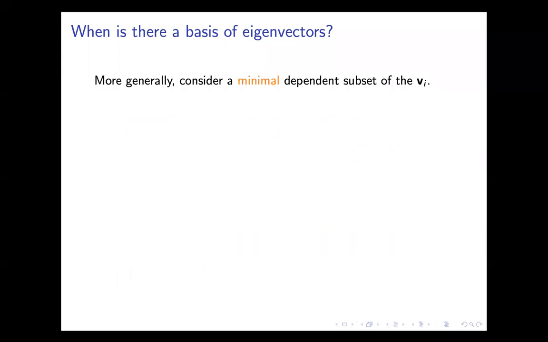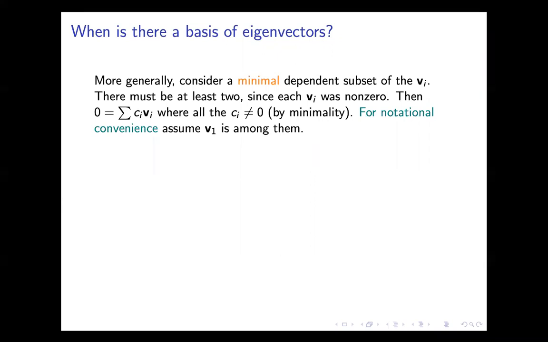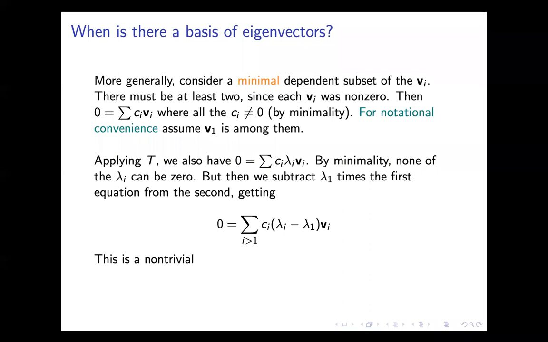Now, more generally, you consider a minimal dependent subset of those vectors. There must be at least 2, since each Vi was non-zero. And then we can put 0 equals the sum of Ci times Vi, where all Ci's are not equal to 0 by minimality considerations. For notational convenience, we assume that V1 is among them. If not, we can just relabel. Now we can apply T, and then we'll get 0 equals the sum of Ci lambda i Vi. By minimality, none of those lambdas can be 0.